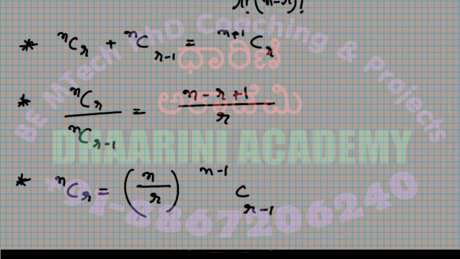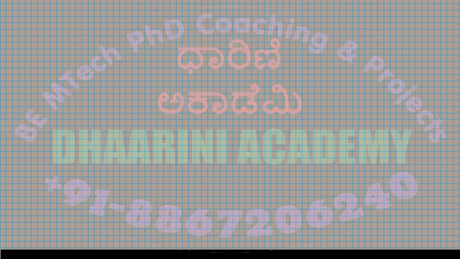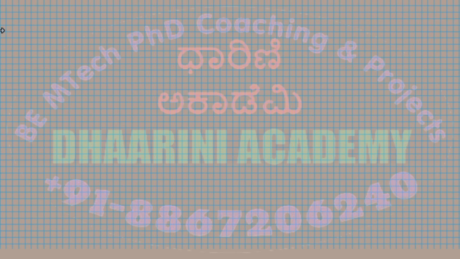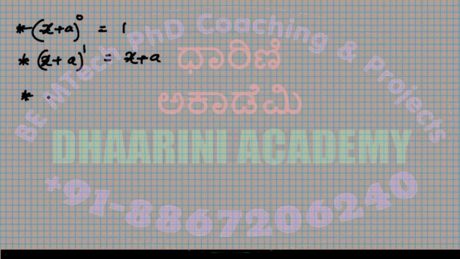Now let us try to draw some of the very standard expansions. So let's start with some of the very fundamental expansions. If you want to write, say, (x + a) to the power 0, anything raised to the power 0 is 1. Next, (x + a) to the power 1 is nothing but x plus a. Right, let's write another term. Now, (x + a) the whole square.